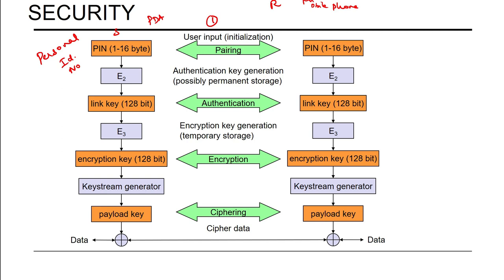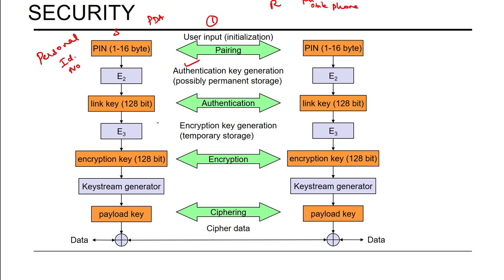So when pairing takes place, it will be generating a 1 to 16 byte personal identification number. After the pairing takes place, it will go for authentication. So it will exchange the key based on authentication, possibly the permanent storage of authentication. Then the link key of 128 bits will be shared for the authentication.